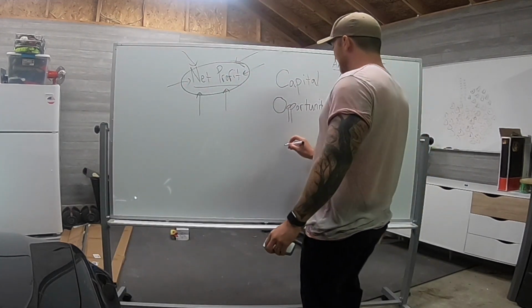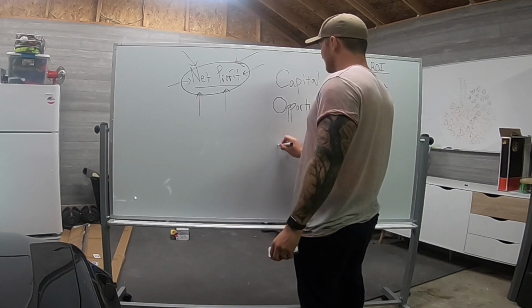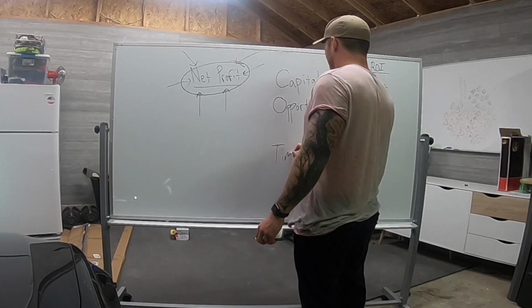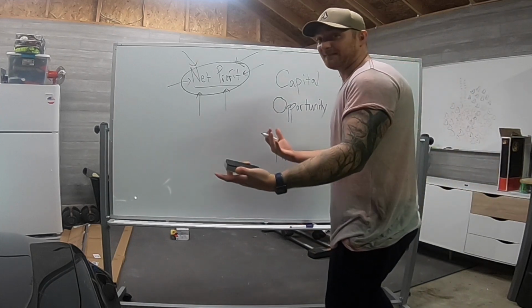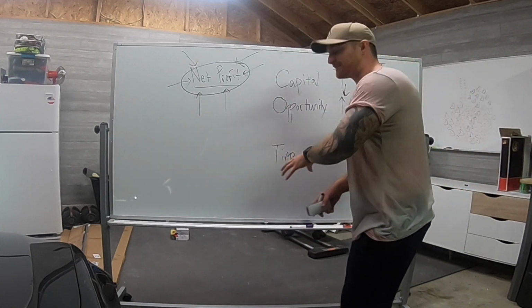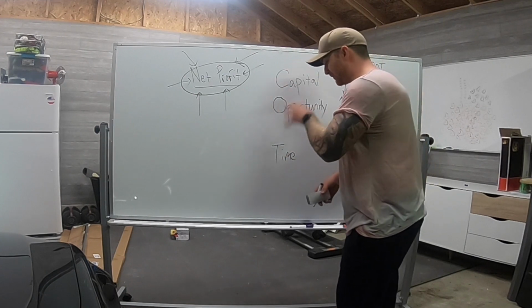We've also got time. So it could kind of go in with opportunity, but we've got time. How much time do you have? Is this a side hustle? Is this a full-time thing? How many employees do you have? Time is going to be working hours. So it can be working capital.